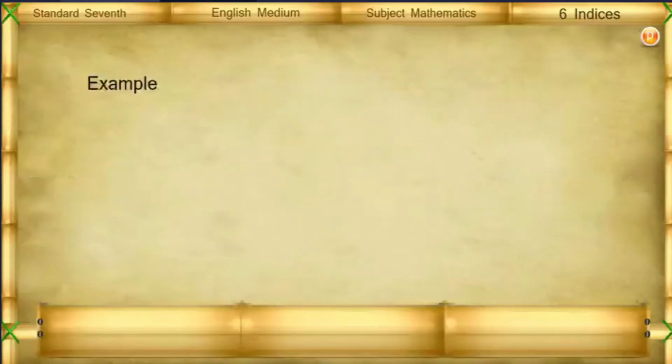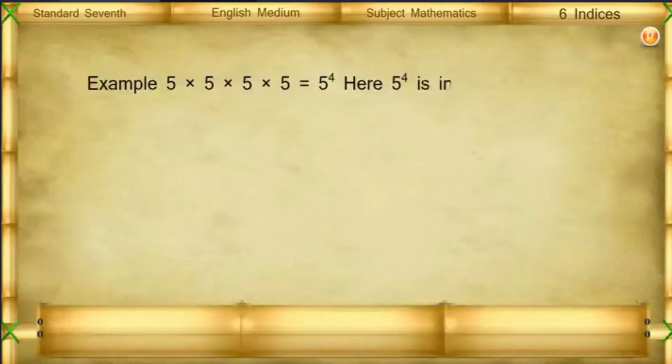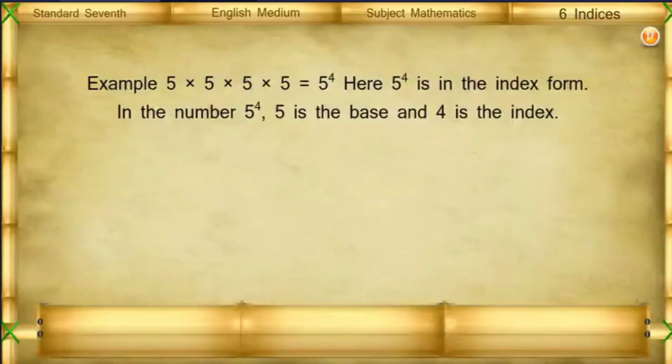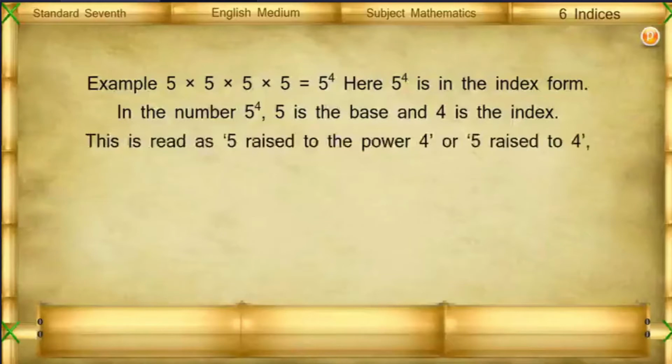Example: 5 into 5 into 5 into 5 is equal to 5 raised to 4. Here 5 raised to 4 is in the index form. In the number 5 raised to 4, 5 is the base and 4 is the index. This is read as 5 raised to the power of 4 or 5 raised to 4 or the fourth power of 5.